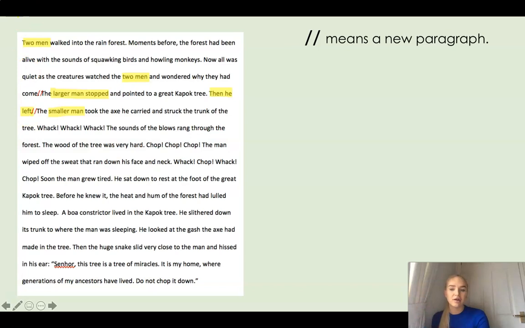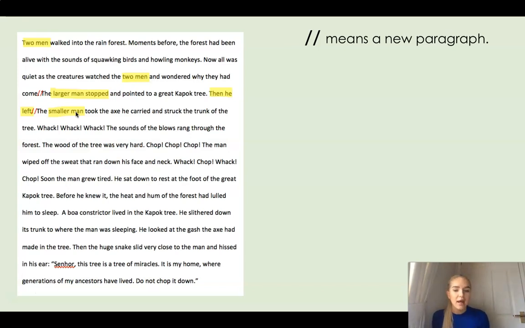The first focus, what was this focus? That's right, the 2 men. The second focus was what? The larger man. And now we've got the smaller man. And this now is going to be all about what the smaller man is doing. Because all the large man did was point and then he left. So he's gone now, but now we're thinking about the smaller man.